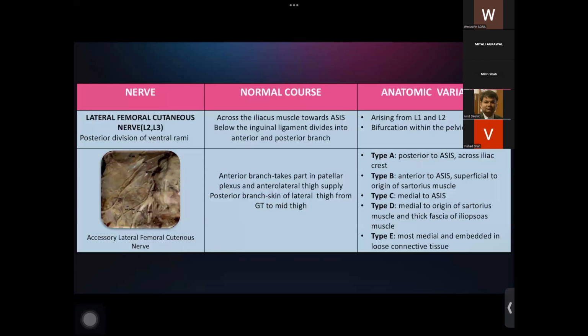So the anterior branch of LFCN takes part in the patellar plexus and the anterolateral supply of thigh. The posterior branch supplies only the lateral part of the thigh from the greater trochanter to mid-thigh.